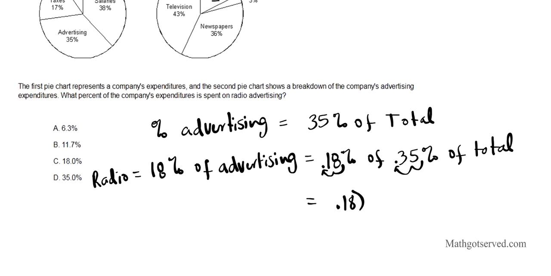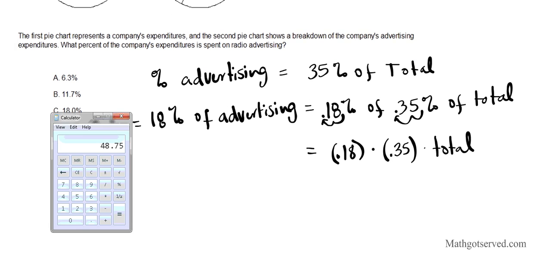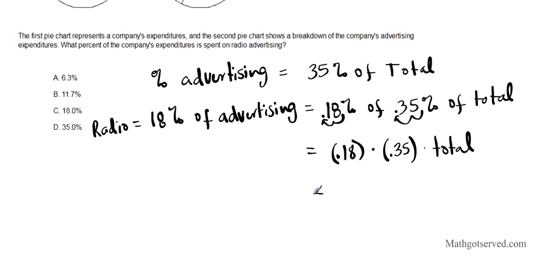So it's basically 0.18 of 0.35 of the total, and of means you multiply, times total. Multiplying these two decimal forms will tell me the total percentage that goes to radio advertising. So we simply do 0.18 times 0.35, which equals 0.063. So it's 0.063 multiplied by the total. Let's convert this back to percentage form. To convert back to percentage, we move the decimal point back twice.